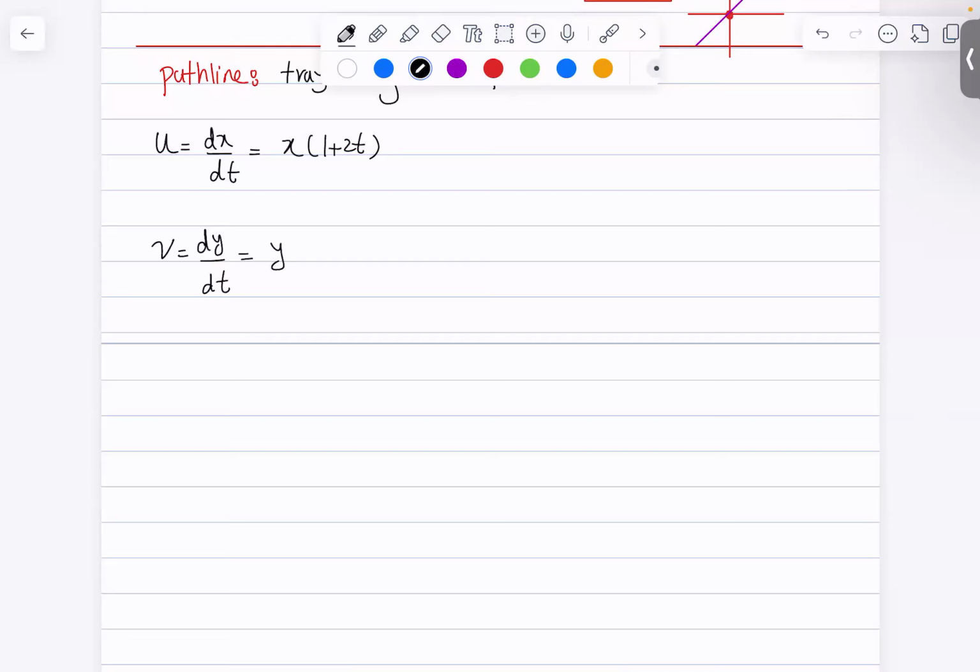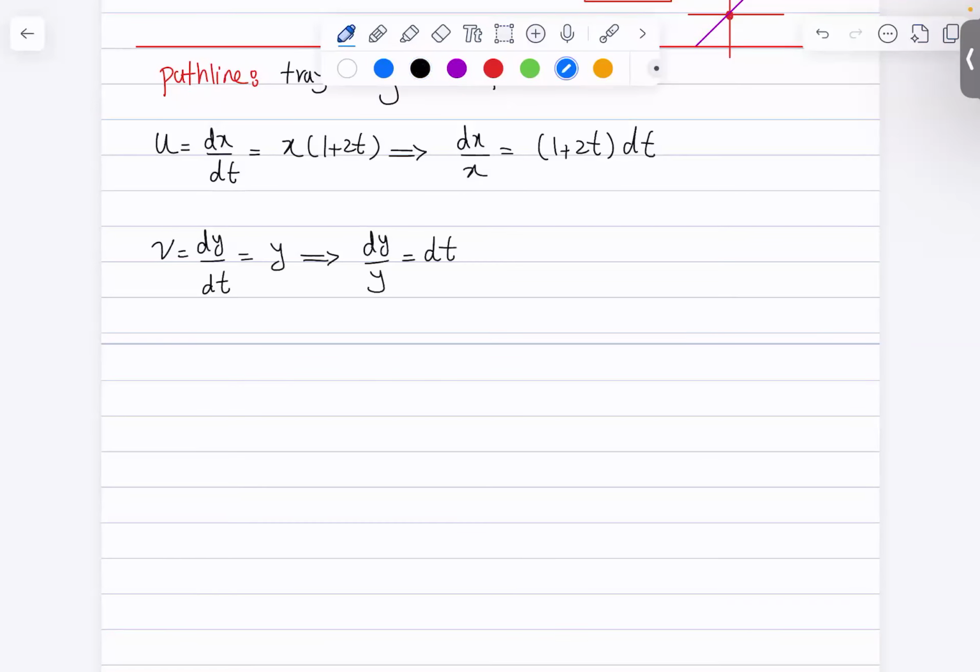So all we have to do is integrate these. These are very easy differential equations because they're separable. So all we have to do in this case, for example, is take the x terms to one side and the t terms to the other side. And then you just integrate that, right? We can do the same thing in the y direction. So we get dy over y is dt. And then we just need to integrate.